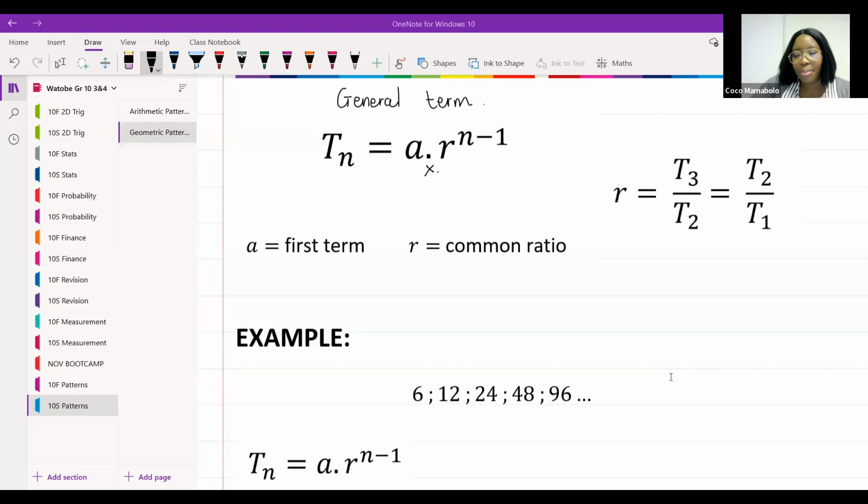Okay, I want to see if you guys can do this. Hello, Pinzon, no worries. In this particular example I've given you over here, I want you guys to find me the common ratio R, and also find me the general term Tn. When you are done, I'm going to ask you to pop your favorite emoji in the chat.